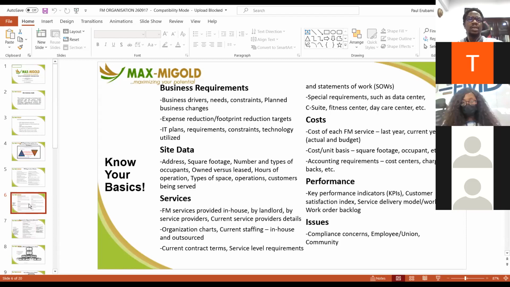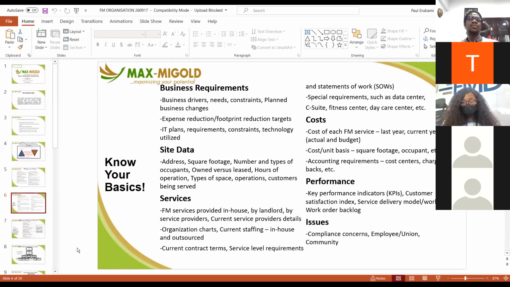The FM needs to understand what parts of these services are provided by the landlord from the service charge that we paid as part of rent, which ones are provided by contractors, which ones do we have service level agreements with the building users for, and which ones do we have service level agreements with the contractors for. And if we have those in place, is there alignment between the service level agreement that we have with the contractor and the one we have with the in-house building users? Then we need to understand the number of people we have in various positions, both in our own in-house team and in our contracted team.